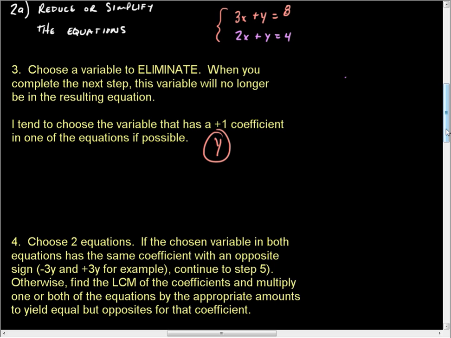Otherwise, we're going to have to find the least common multiple of the coefficients and multiply one or both of the equations by the appropriate amounts to yield equal but opposites for that coefficient. Now, we chose y. It already has a coefficient of 1 for each, but they need to be opposite in sign.